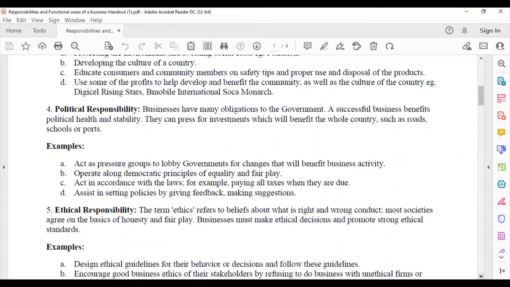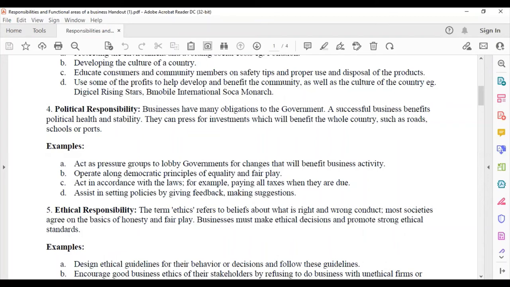Operate along democratic principles and equality of fair play. So they operate along those lines, right? Fair play, everything is equal, yeah? Right, everything is equal. My apologies, guys. Act in accordance with the laws. For example, paying all their taxes when taxes are due, right? So they act in accordance with the law. Assist in setting policies by giving back or making suggestions, right?